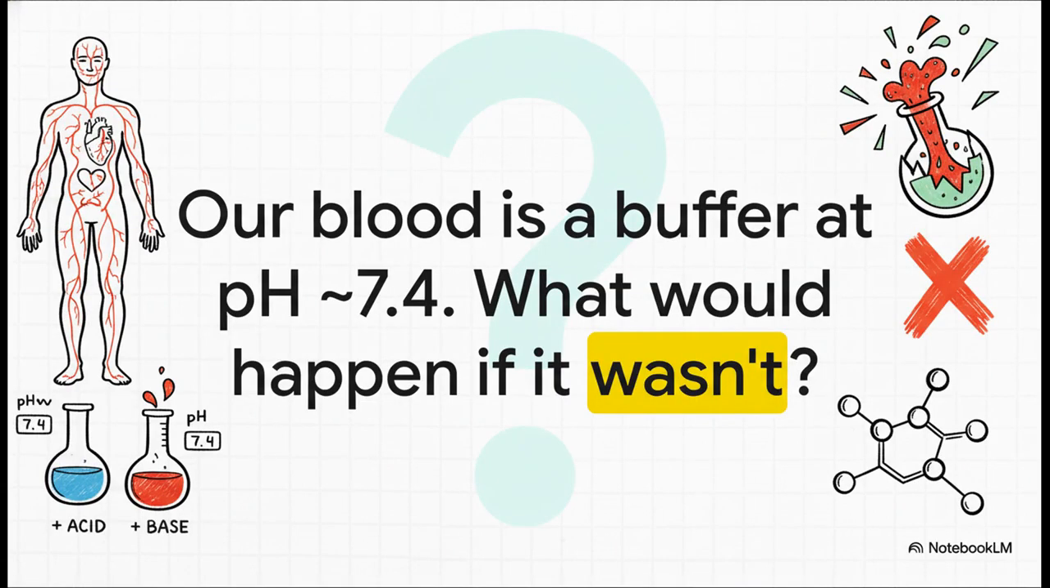And listen, this isn't just some theoretical exercise for a test. The single most important buffer you will ever encounter is working inside your body right now. Your blood is a finely tuned buffer system that maintains a super precise pH of about 7.4. Just think about that for a second. What would happen if it wasn't a buffer? Even the tiniest shift in that pH would be, well, catastrophic. This is, quite literally, the chemistry that keeps every single one of us alive.